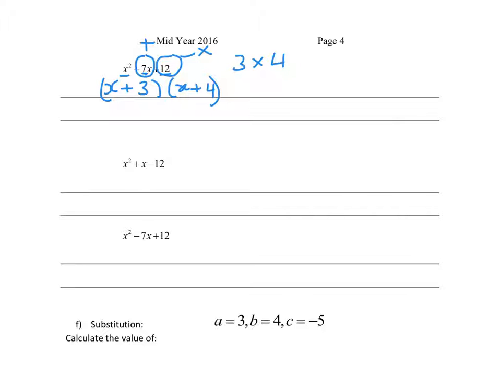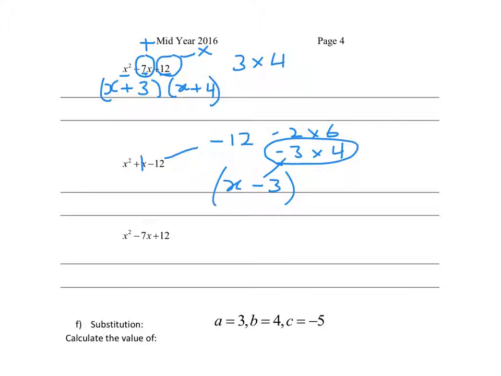This one here, I want my factors to make negative 12. So I could have 1 times 12, 2 times 6, 3 times 4. One's going to be positive and one's going to be negative. But I want them to add together to make a 1x. So a difference of 1, that would be this pair here. If I add negative 3 plus 4, I get 1. So my bracket here will be x minus 3 is one factor, and x plus 4 is another factor.